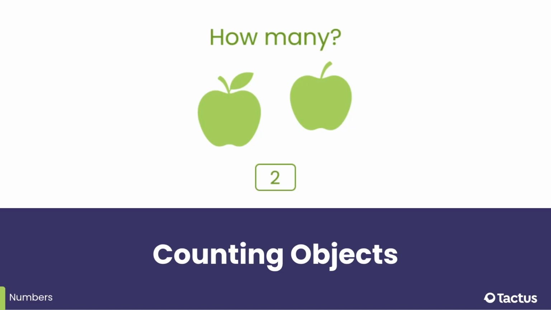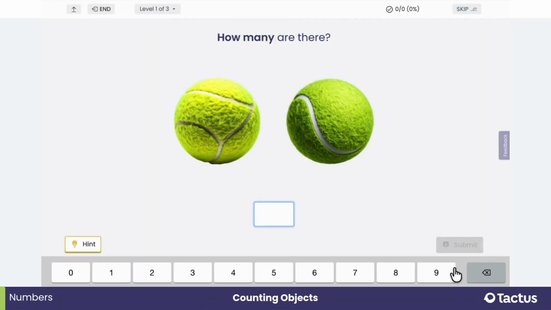Counting objects is a Level 1 numbers treatment in the Tactus Virtual Rehab Center. Pairing a group of objects with an amount is the first step to doing simple calculations. How many are there? You will see a group of 1 to 15 objects or animals that you might encounter in daily life. Tap or click on the item to help you count.